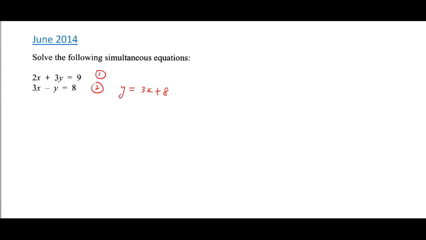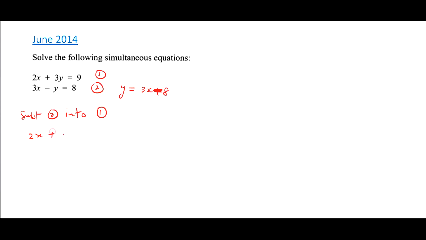Right, just look at what I did here. I took the minus y, put it on the right hand side, and I put the 8 on the left hand side. So yeah, this is a mistake. It should be 3x minus 8. Alright, so now we're going to substitute 2 into 1.